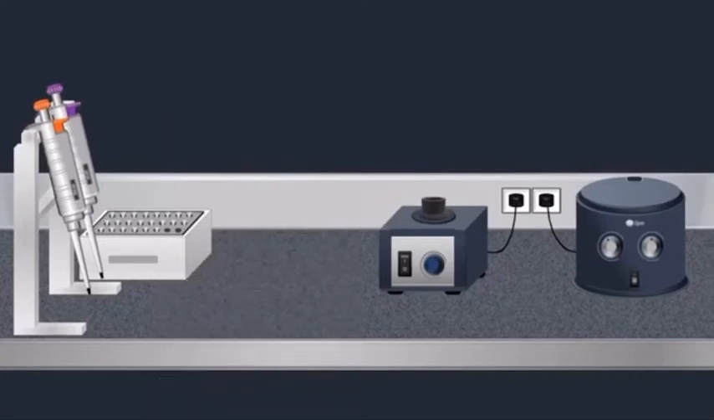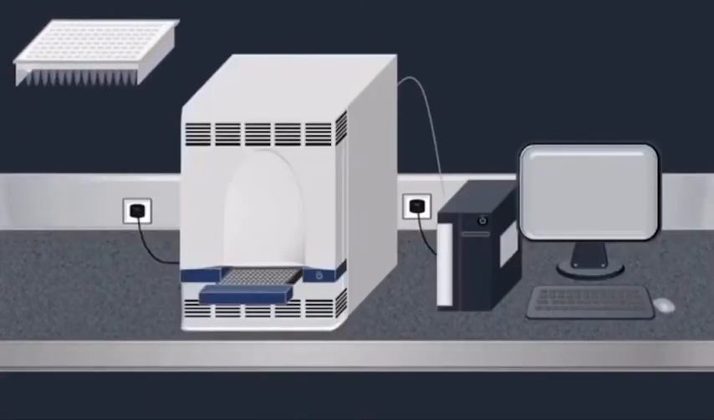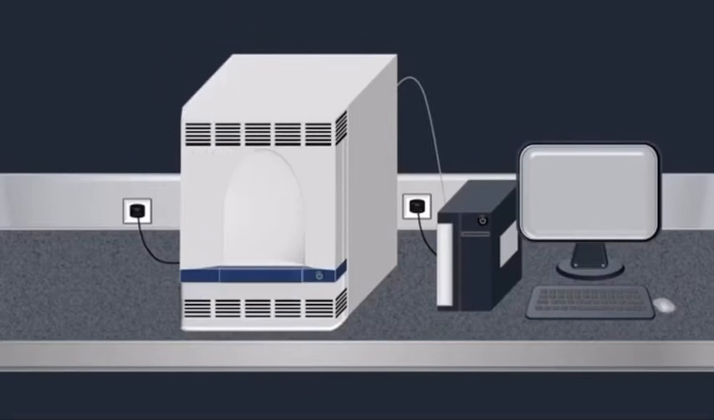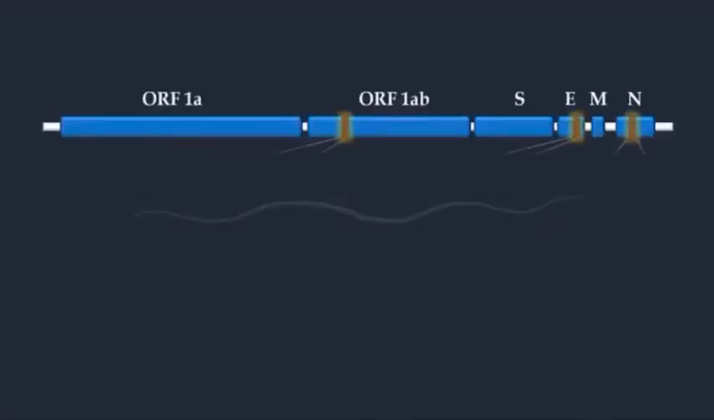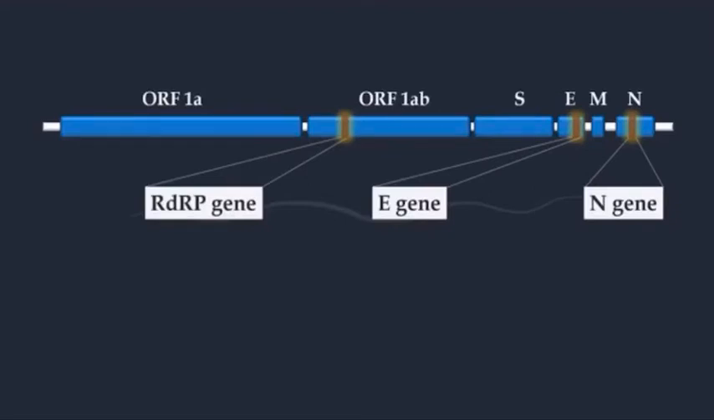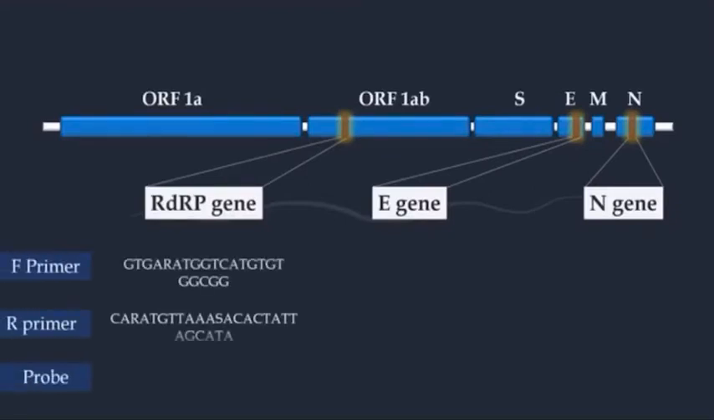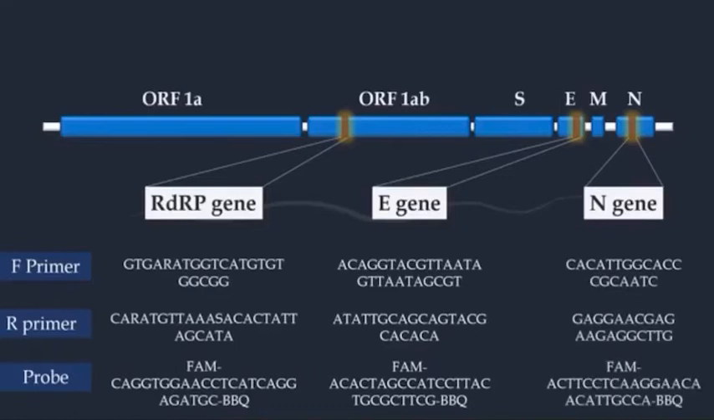Next, the plate is placed in a PCR machine, which is essentially a thermal cycler. Real-time RT-PCR is used for the detection of the new coronavirus 2019 by the amplification of target sequences in the RdRp gene, the E gene and the N gene. The choice of the target gene depends on the primers and the probe sequences.